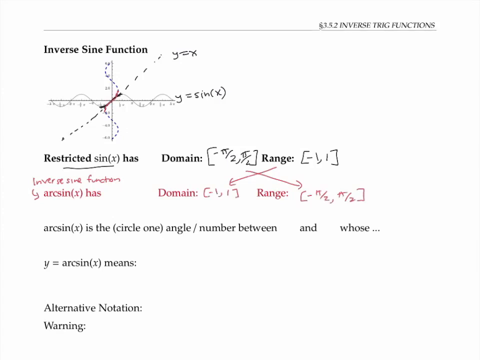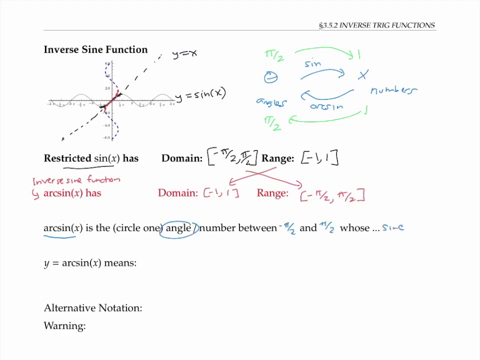Now an inverse function undoes the work of a function. So if the function sine takes angles theta to numbers x, then the inverse sine, or arc sine, takes numbers x to angles theta. For example, since sine of pi over 2 is 1, arc sine of 1 is pi over 2. And in general, the output of arc sine of x is the angle between negative pi over 2 and pi over 2, whose sine is x.